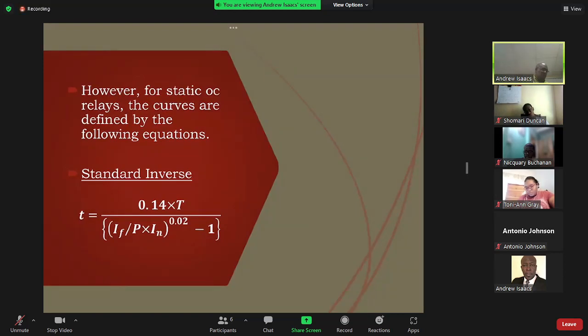So for your standard inverse, that's the equation. We have 0.14 times T over (IF divided by PIN) to the power 0.02, minus 1. And that gives you the operating time of the relay. So the operating time for your standard inverse is 0.14 T over (IF over PIN) to the 0.02 minus 1.